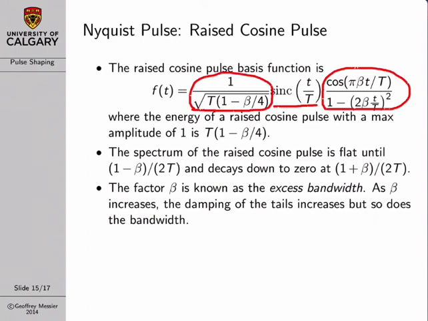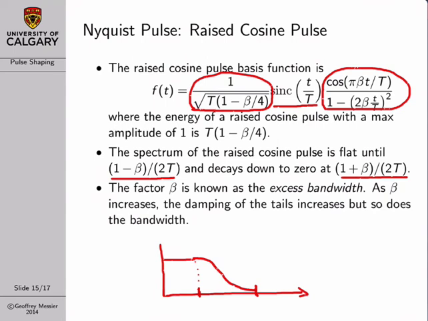The spectrum of the raised cosine pulse looks basically, if I just draw the single-sided spectrum, looks basically like this. It's flat up to a point equal to 1 minus beta over 2T. Then it kind of looks like this, and then finally gets down to 0 at a point of 1 plus beta over 2T. The factor beta is known as the excess bandwidth.